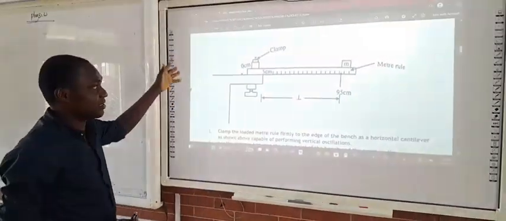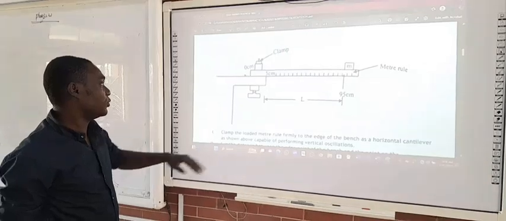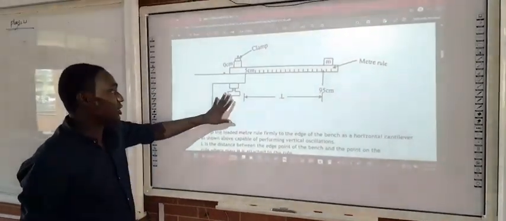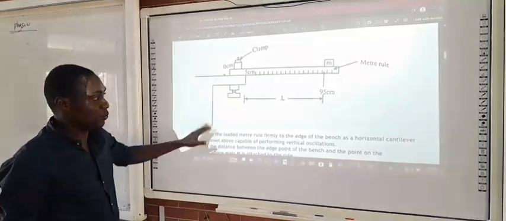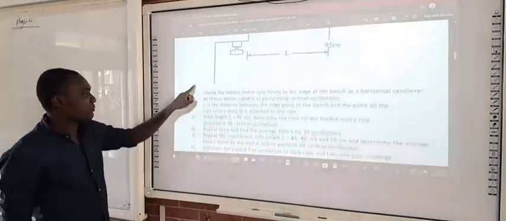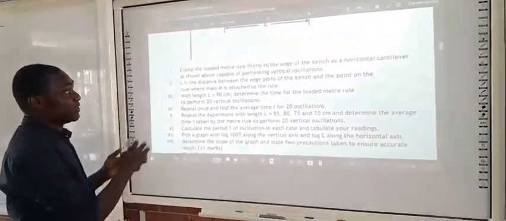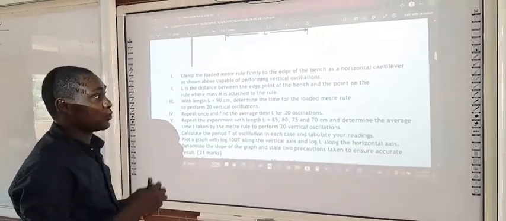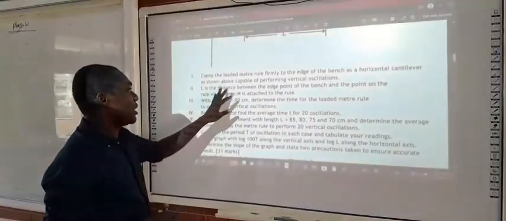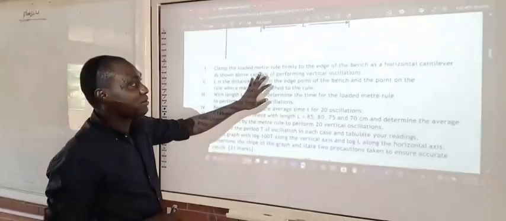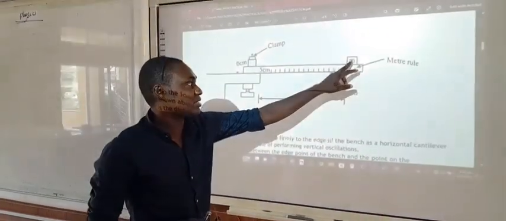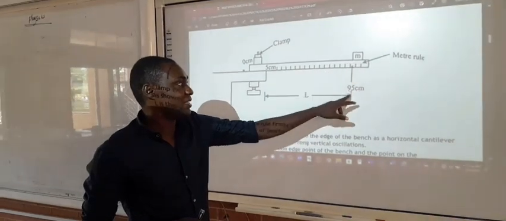I have explained that in the previous video. Now we have a meter rule and a G clamp to a table. So let's just quickly read through this. Clamp the loaded meter rule firmly to the edge of the bench as a horizontal cantilever, as shown above, capable of performing vertical oscillation. So here we're going to place a mass. The mass M is going to be placed at the 95 cm mark.